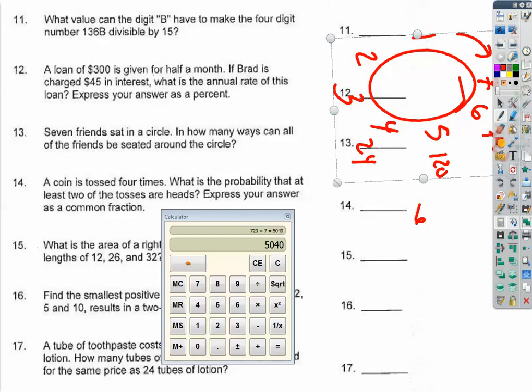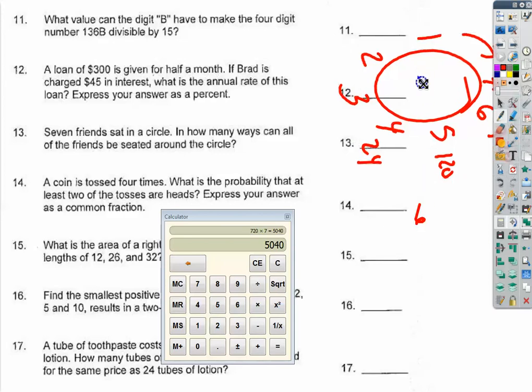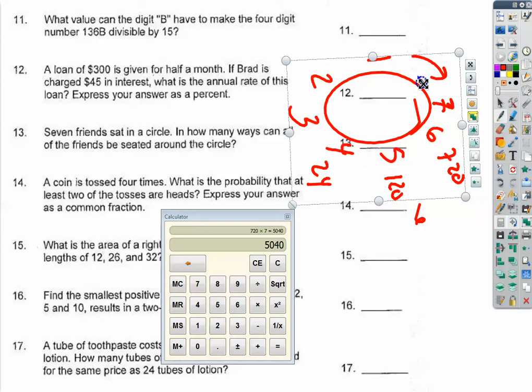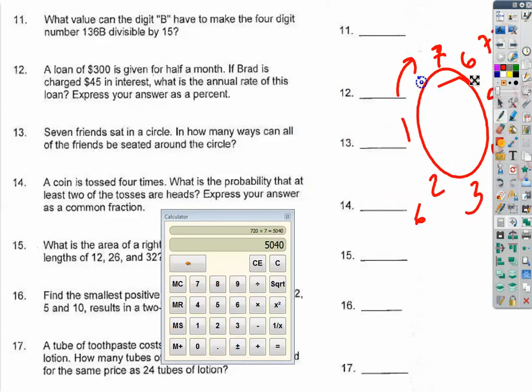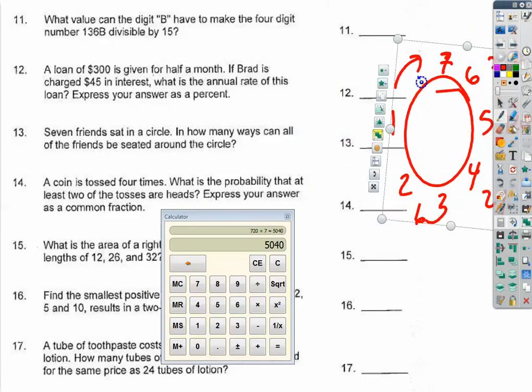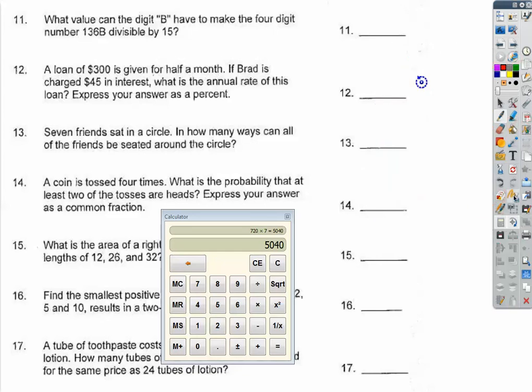So what am I going to have to do? Well, I'm going to have to divide all the possibilities by 7, right? So it's going to be 7 factorial divided by 7, which is just 6 factorial. So it's going to be 720, because 5040 divided by 7 is 720, or 6 factorial.